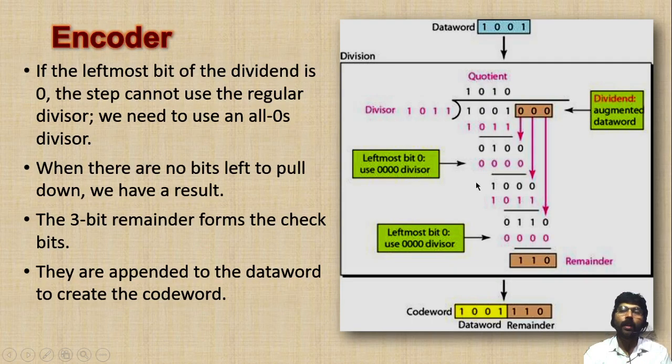Now I did the same process in this diagram here. I divide it and get the remainder. This remainder is added to the data word and creates a code word. When the division is not possible, I have to divide it with 0.